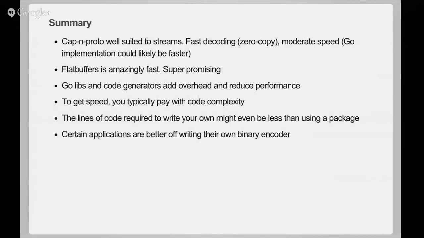So I guess in summary, I think Cap-n-proto is good for streams and zero copy as well. Flatbuffers is also good for zero copy. I think Flatbuffers will probably end up being faster, but some of that may be due to the different way that the Go versions of these are written. Either of them may not necessarily be as efficient as they can be. In general, if you want to get fast, you pay for it with complexity. So if you don't need the speed, don't bother, because it just makes all your code a little bit more of a mess. You have to think through things a lot more.